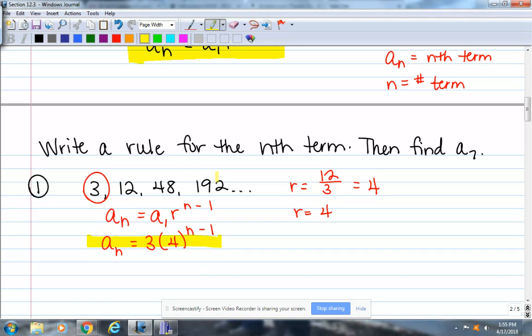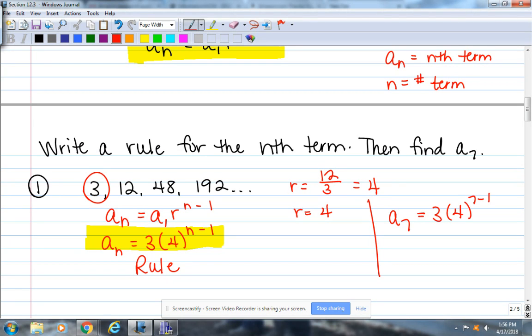So this is my rule right here. Your rule is when you have nothing but n's left. Now they want me to find a sub 7. That means they want me to find the 7th term in that series. So I'm going to come over here to the side. A sub 7 means I'm going to take this rule, and everywhere there's an n, I'm going to put a 7. So 3 times 4 to the 7 minus 1.